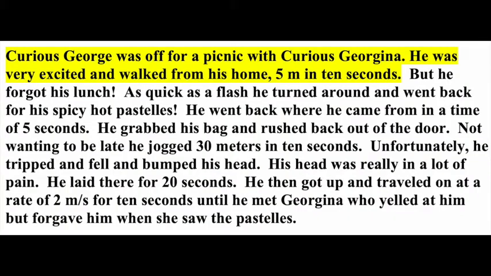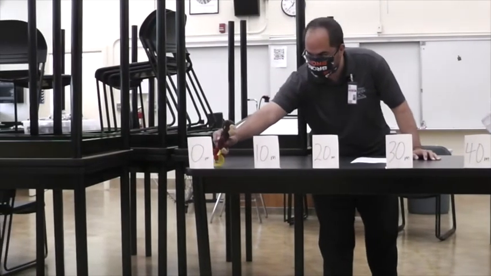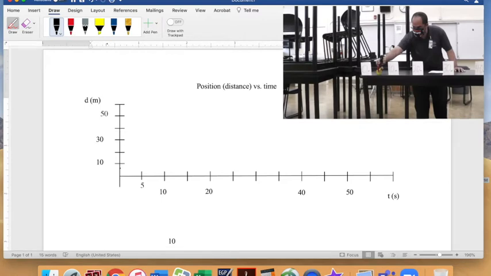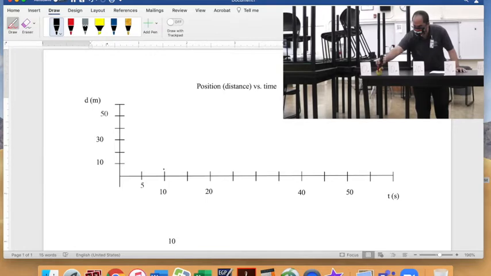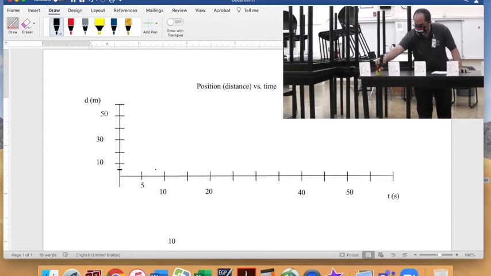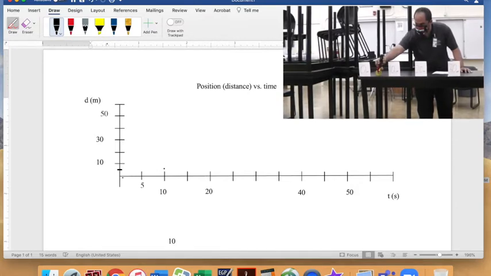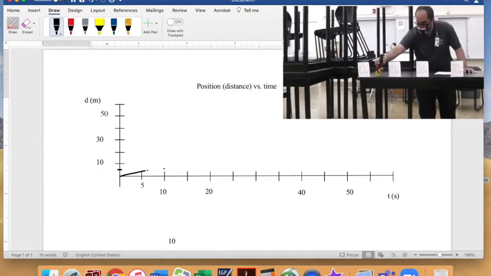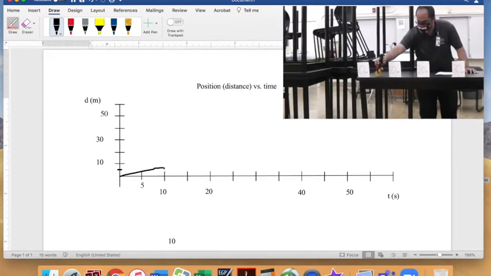Curious George was off for a picnic with Curious Georgina. He was very excited. He walked from his home 5 meters in 10 seconds. So he's going to go forward 5 meters, and it took 10 seconds to get there. So not in real time. You see what it looks like in the picture: he's halfway between 0 and 10 meters. It's kind of funny, but it's on the y-axis. His position will be 5 up. That's his position, 5. And he went forward 10 seconds. So forward 5 meters and also forward 10 seconds in time, time being on the horizontal.